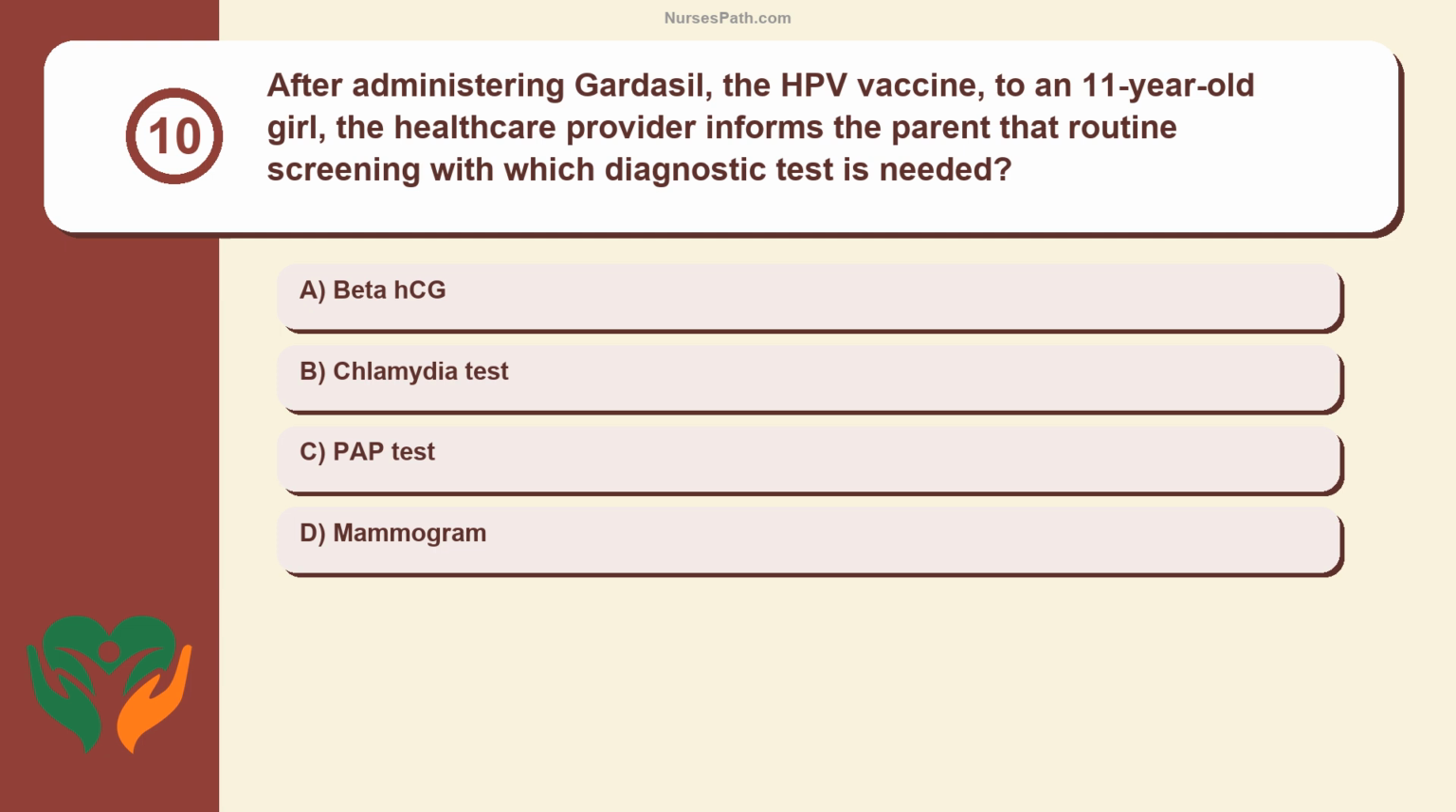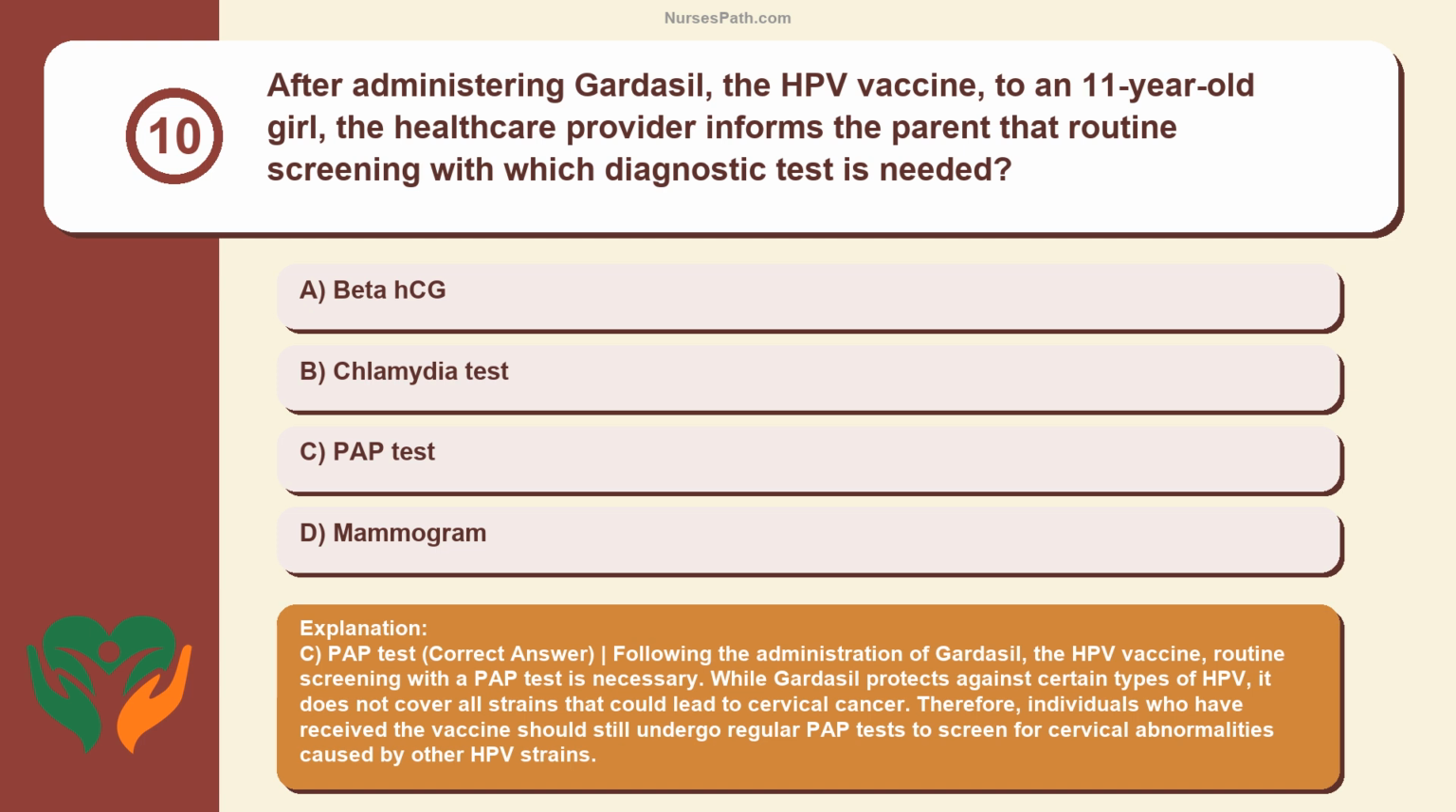Question 10. After administering Gardasil, the HPV vaccine, to an 11-year-old girl, the healthcare provider informs the parent that routine screening with which diagnostic test is needed. Beta HCG, chlamydia test, Pap test, mammogram. C. Pap test. Correct answer.